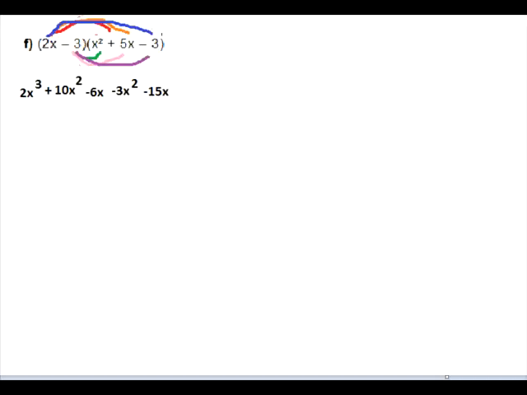Now, all joking aside about the colors, the reason I want to show the colors is realizing the 2x is multiplying by the x squared, the 5x, and the negative 3, and then the negative 3 is multiplying by the x squared, the 5x, and the negative 3. Now what I'm going to do is rewrite these in a different order. Actually, I'm going to copy and paste this, and I'm going to go to the other board because it's easier to do.